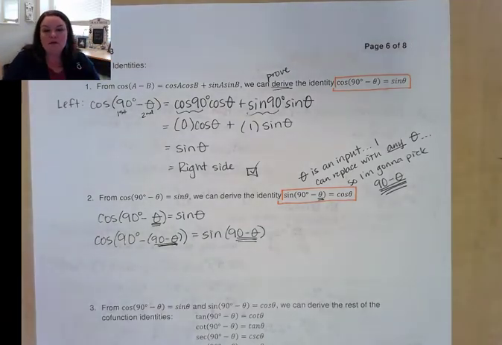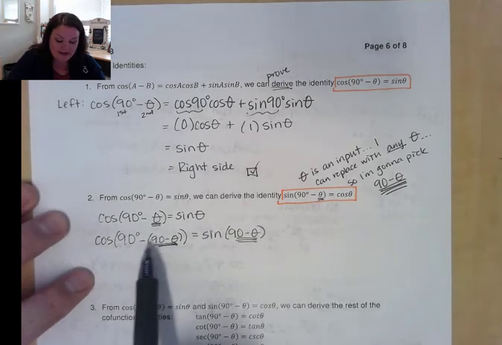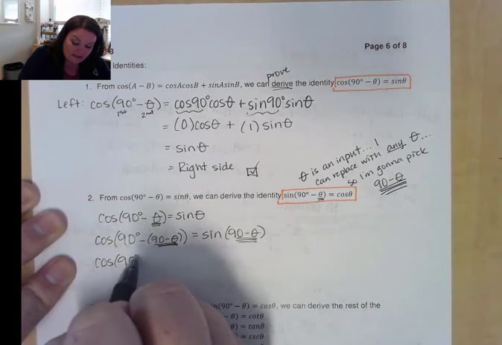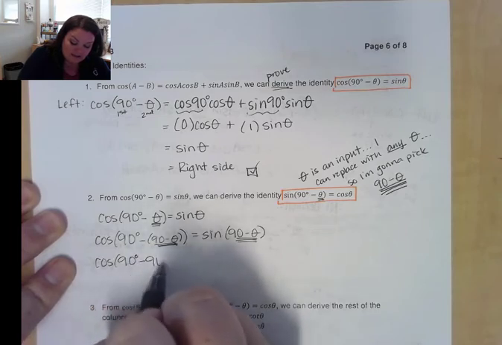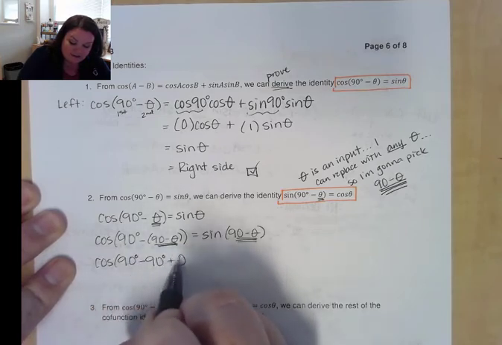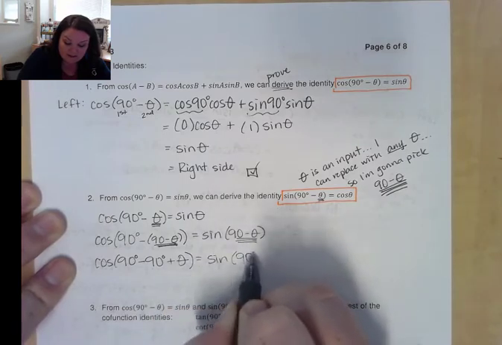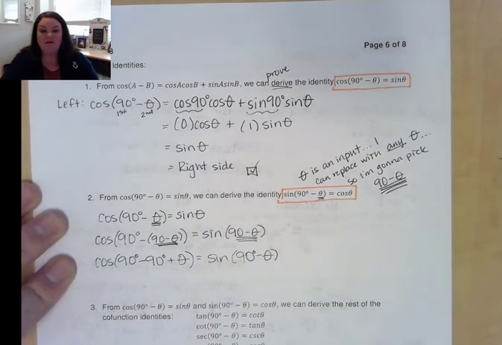Okay, so all I'm doing is picking a specific value to put in for theta. Now what that allows me to do is distribute this negative. So I have cosine of 90 degrees minus 90 degrees plus theta is equal to sine of 90 degrees minus theta, right?